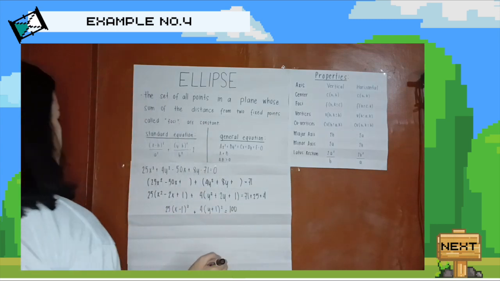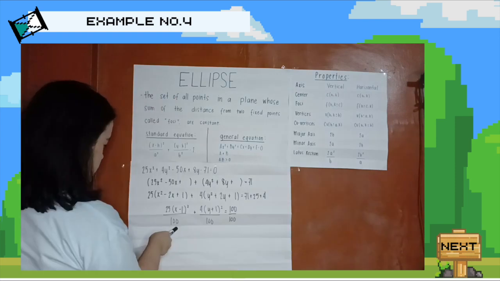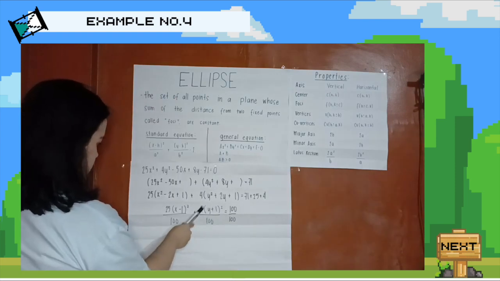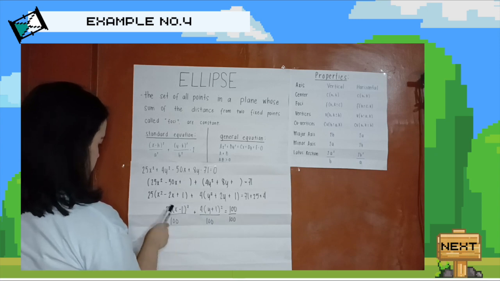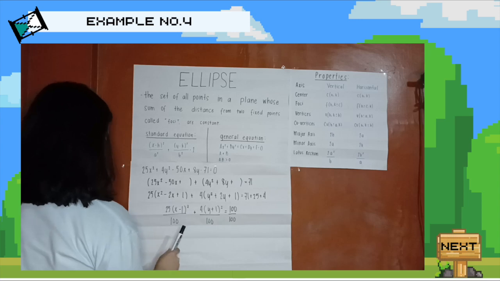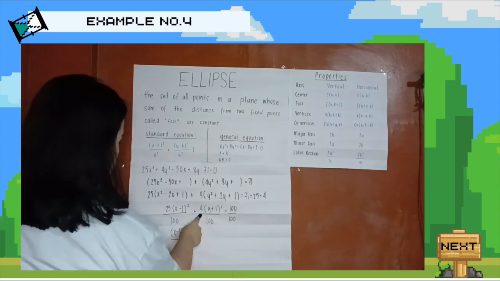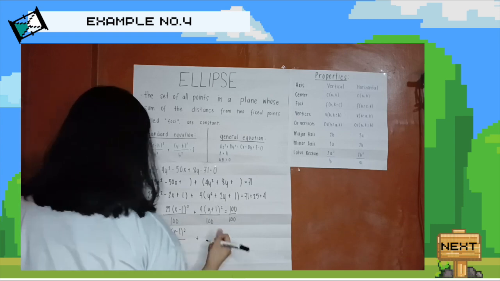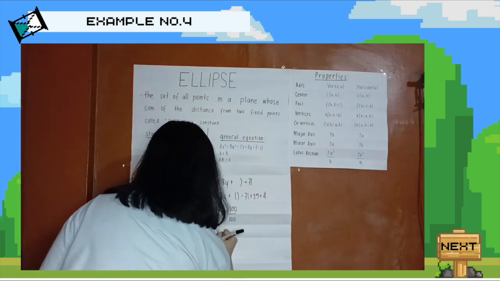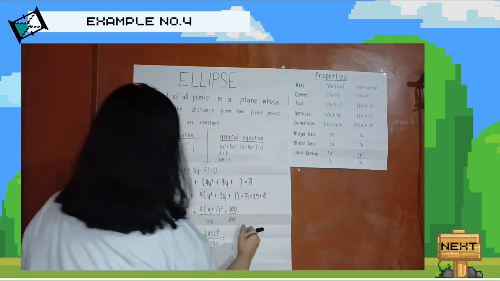And we need to divide both sides. We need to divide 100 by 25 and 100 by 4. So 100 divided by 25 is 4. So x. 100 divided by 4 is 25. So, and 100 divided by 100 is 1.